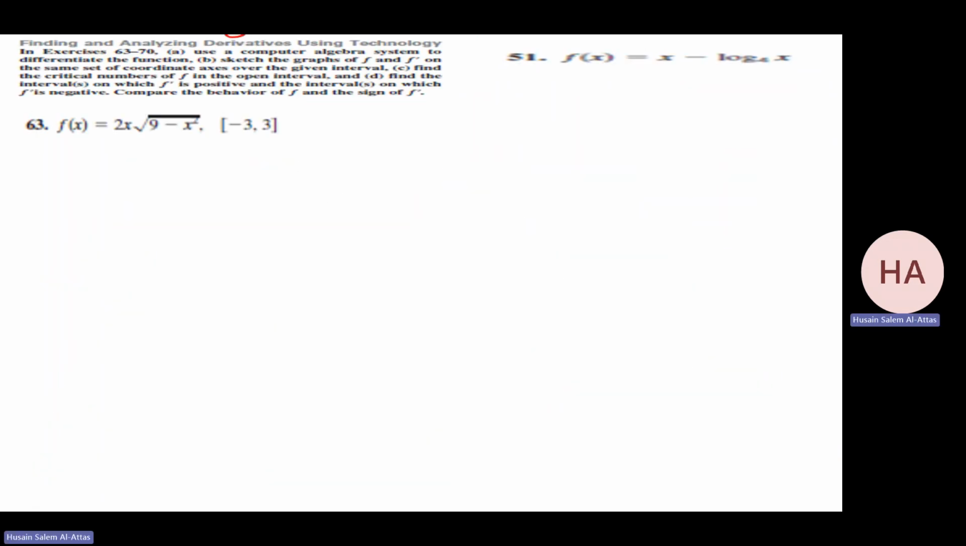We'll continue with these problems. Let me do 51 first. What is 51? It's this one. 51.